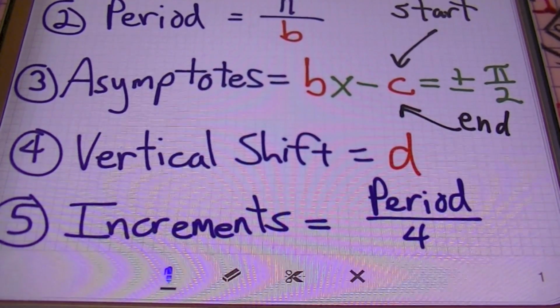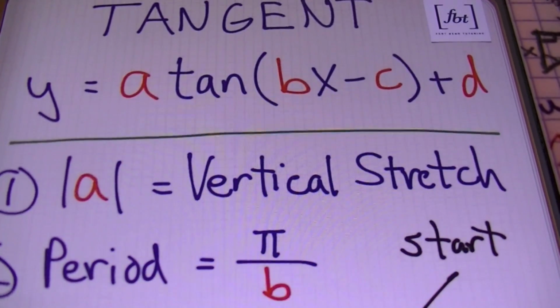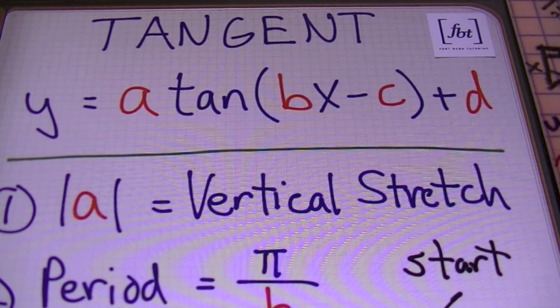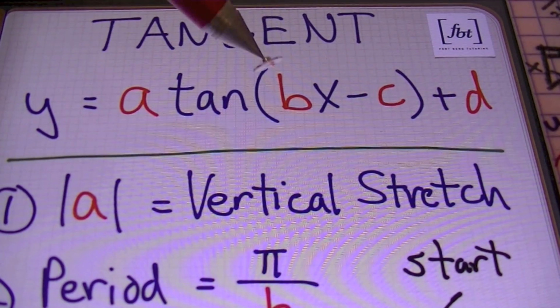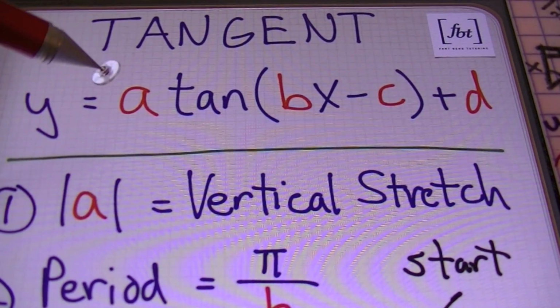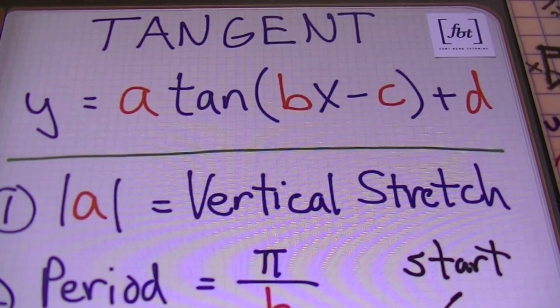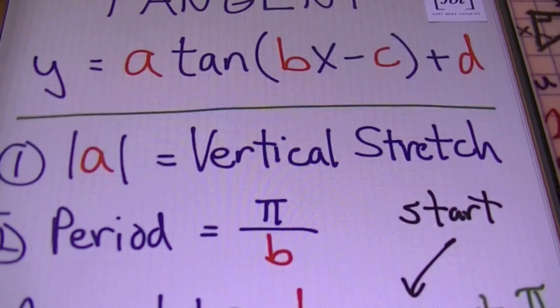All right, so let's check out our first problem, ladies and gentlemen. But first, let me go ahead and show you that original standard form again for the tangent function. Y equals a tan of bx minus c plus d. That's what we'll be dealing with. We'll be getting our a value, b value, c value, and our d value to help us graph the tangent function. All right, let's see what's going on then.